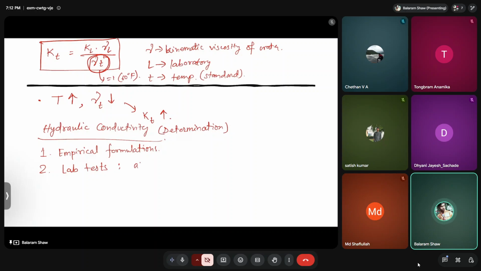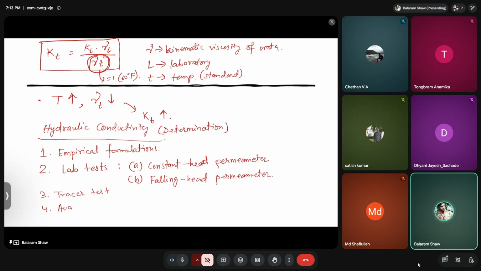We use permeameter, that is constant head permeameter, or variable head or falling head permeameter. We also say it as variable head permeameter. So we use permeameter to calculate the hydraulic conductivity. Then we also use tracer test. There are different tests we can do to determine the hydraulic conductivity.